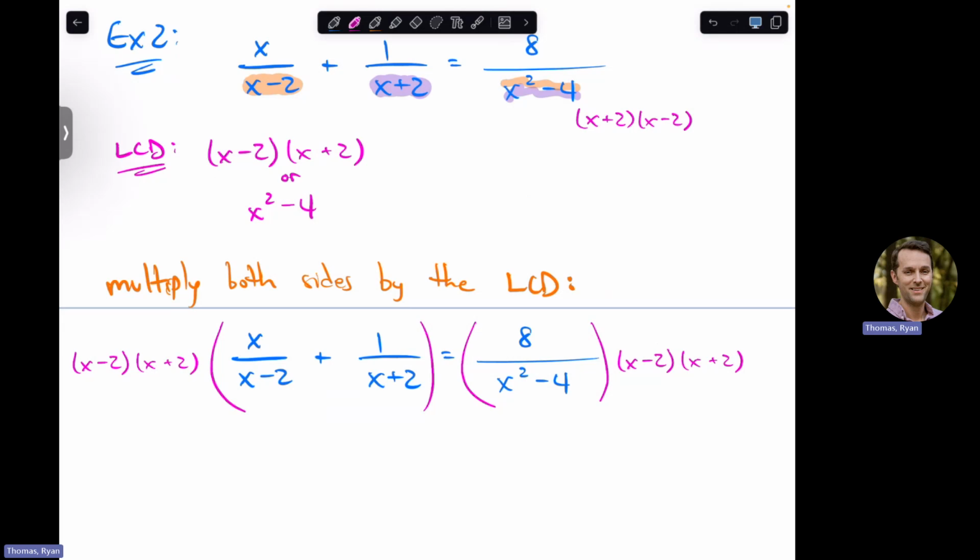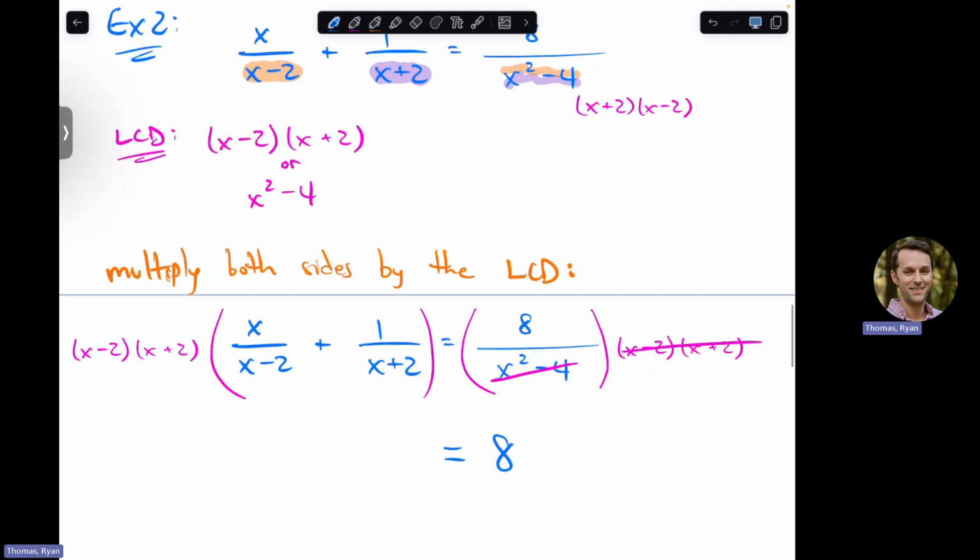All right, when you do that, what happens on the right-hand side? We've got 8 over x squared minus 4, and we're multiplying by x squared minus 4, right? What happens? They cancel. What are you left with? 8. Whew. That feels easier to deal with than that messy fraction thing I started with, right? That's a good sign. Let's see what happens on the other side.